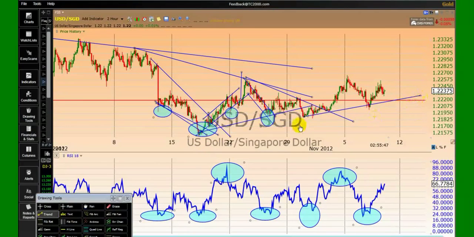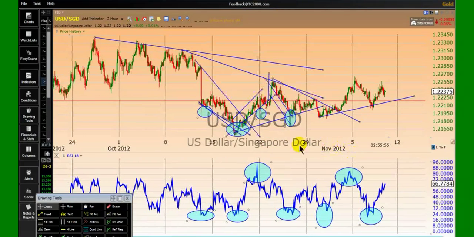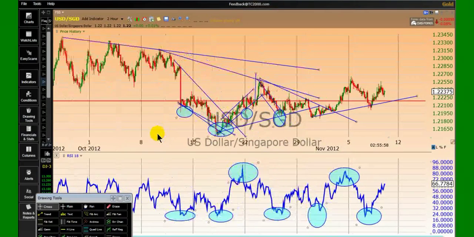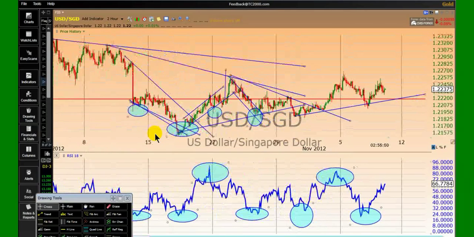In fact, I've been trading this currency pair, but I was concentrating only on a bullish signal. I did not take any bearish signal at all because I consider this currency pair as oversold. Okay, so you see here there was a low here, a higher low.